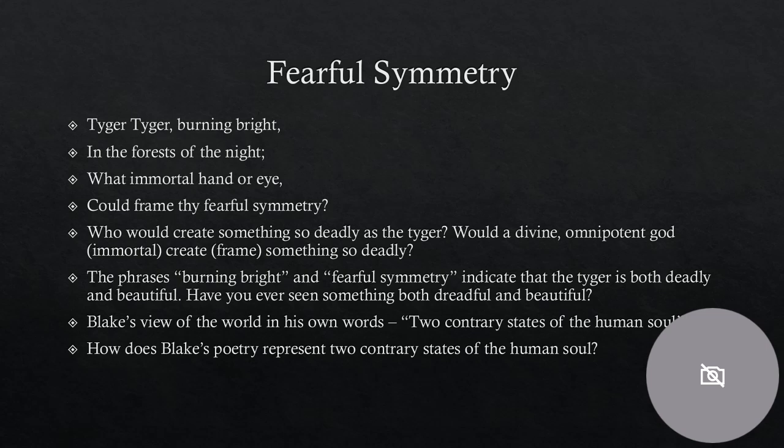So the tiger is beautiful. Tiger, tiger, burning bright in the forest of the night. If you've seen a tiger, maybe at a zoo or something, a tiger is beautiful. But you would not want to be around a tiger without bars between you, right? So it's beautiful, but it's deadly. And Blake talks about the two contrary states of the human soul. So this is the conundrum I love that this text poses.